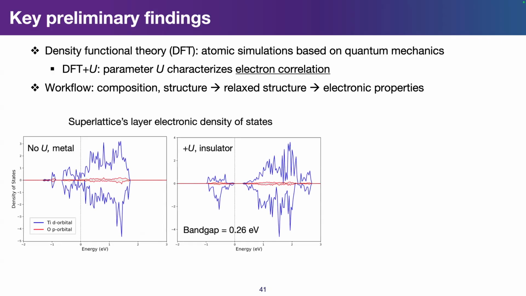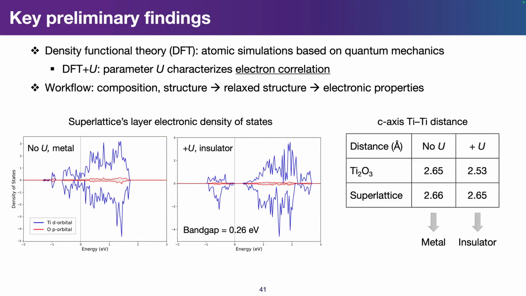So here are some of our key preliminary findings. These are the electronic density of states, which basically show whether it's conducting or insulating. You can see that without U, the superlattice is a metal, but with U, we have a band gap. It's an insulator. So does that mean that U is controlling the MIT?